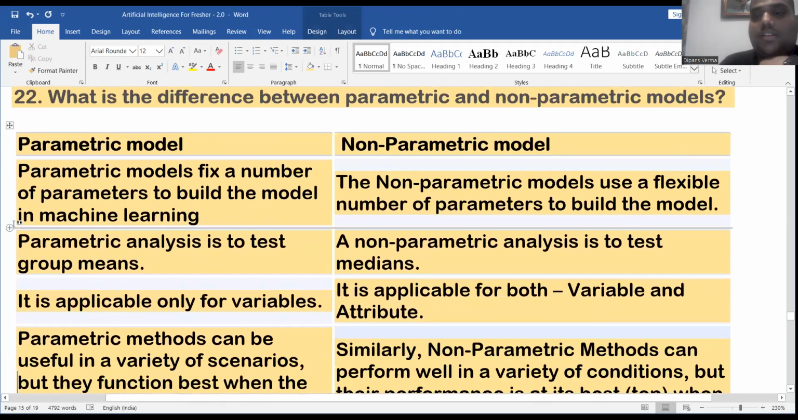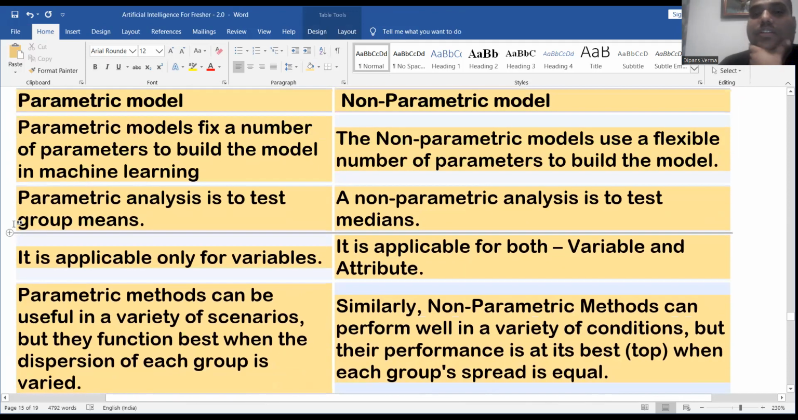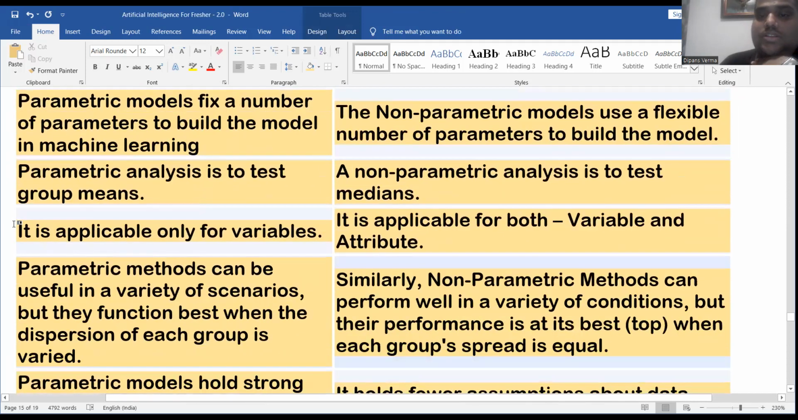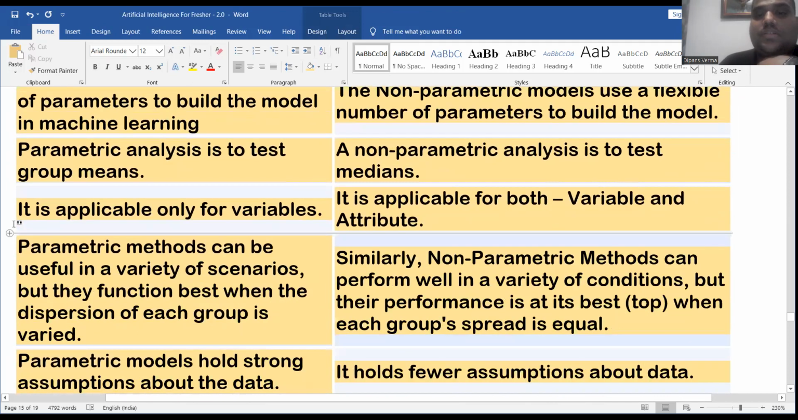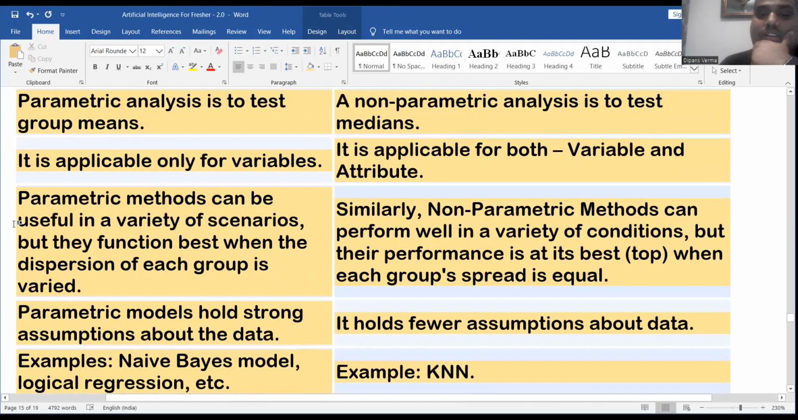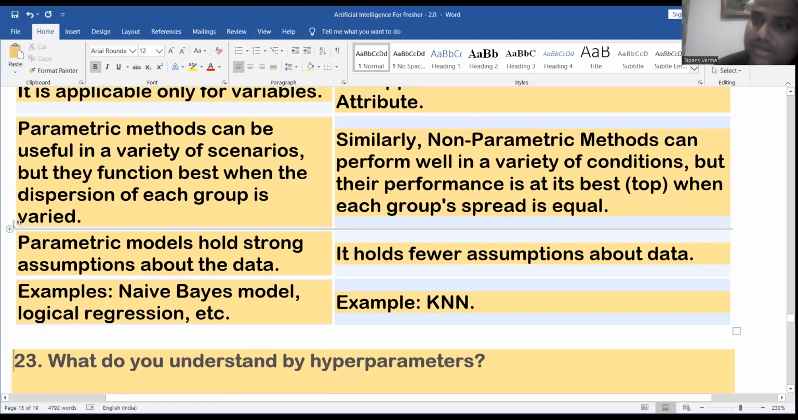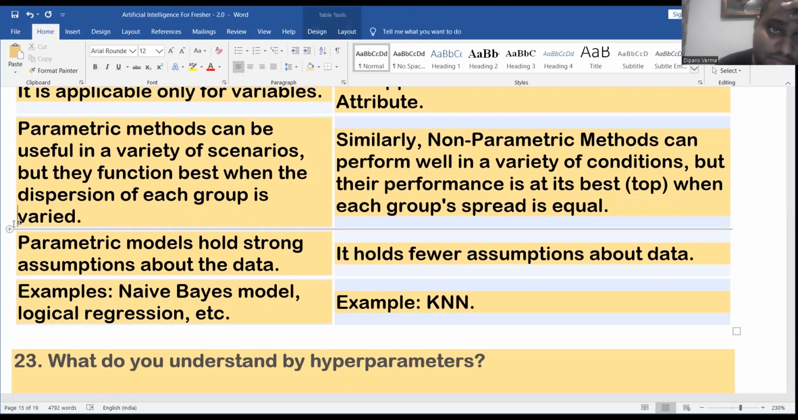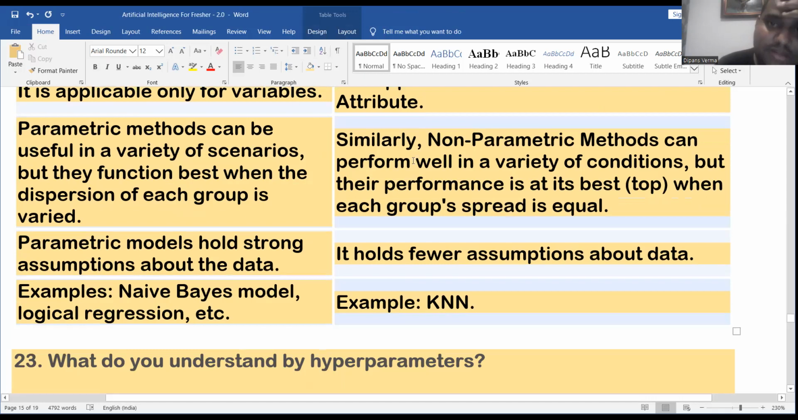And a non-parametric model does not fix a number of parameters. Non-parametric analysis tests medians. It is applicable for both variables and attributes. Non-parametric methods can perform well in a variety of conditions, but their performance is best when each group's spread is equal. It holds fewer assumptions about the data. So in non-parametric, we don't have any certain parameters, we don't have any knowledge about the data, like KNN. So KNN is supervised learning, right? And it's labeled data, but we are not properly assuming. But here we have variables and we have attributes as well.